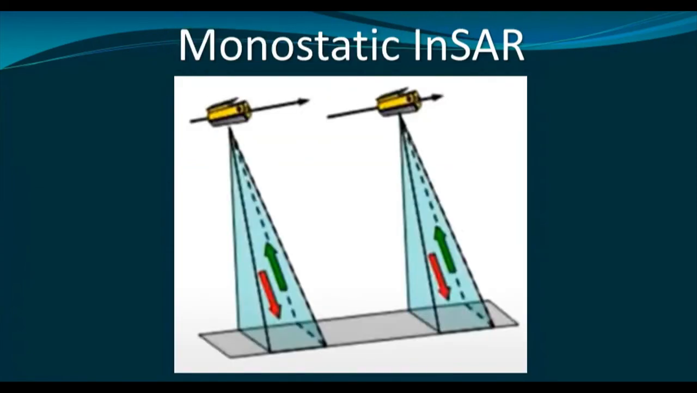Now, let us see the monostatic SAR. In monostatic SAR, or it is basically monostatic interferometric SAR. So this is a combination: monostatic but interferometric. In monostatic interferometric SAR, two locations are necessary to capture the same geographic area. So we can use a single satellite from two different orbits or from two different locations.